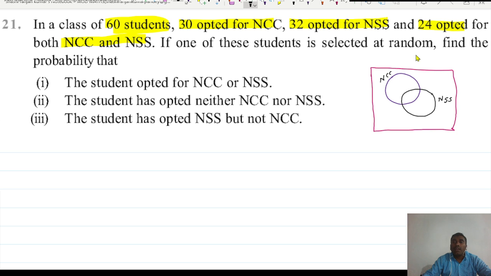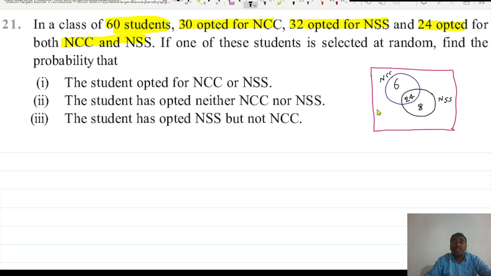Now see, here 24 students opted for both, meaning in this region how many students are there? 24 students, fine. Here NCC has 30 students, so actually 24 students came here, so how many students are left here? Only 6, okay. 32 students opted for NSS, 24 is already there, so how many are left here? 8 students. Got it or not?